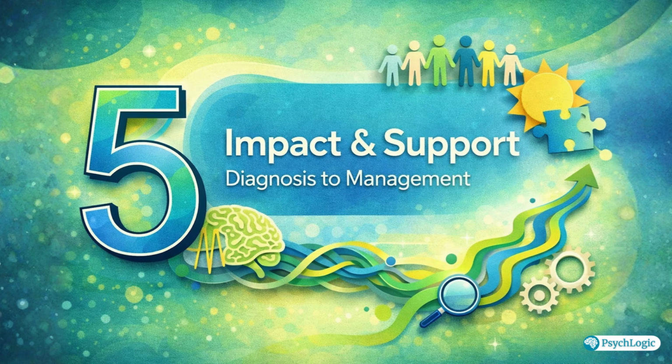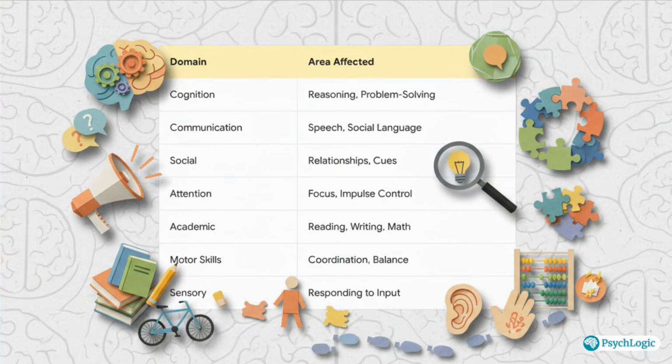And that idea of impairment leads us perfectly into our next section, looking at the real-world impact of these conditions and, maybe most importantly, what the goals of diagnosis and support are all about. And wow, the impact of these conditions can be incredibly broad. I mean, they can affect pretty much any area of development, everything from cognition and communication to social skills, attention, and even the way the brain processes sensory information, like sound or touch.